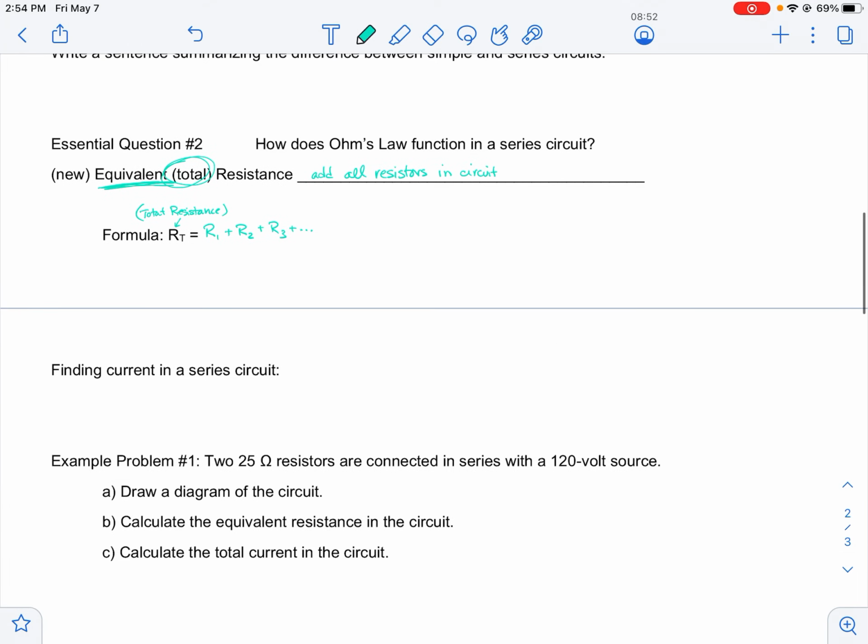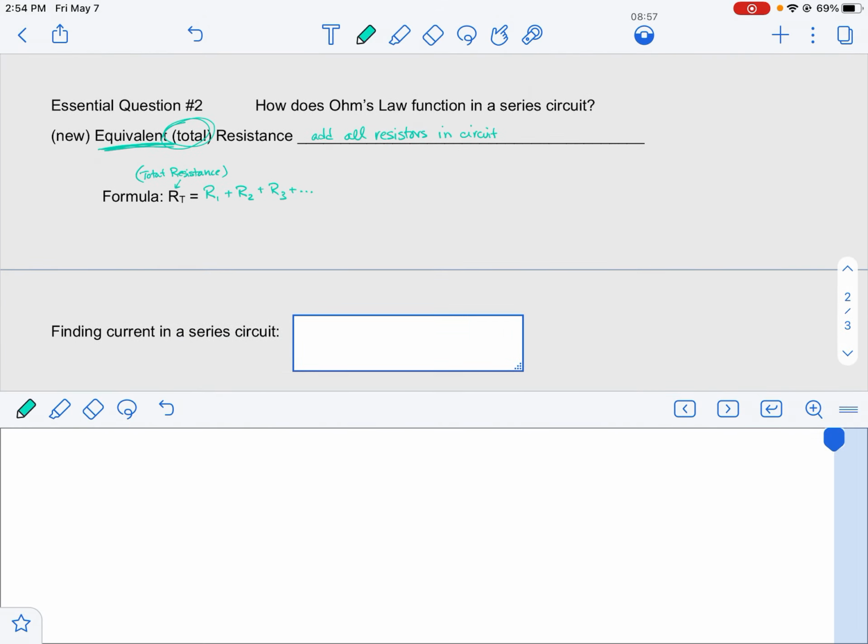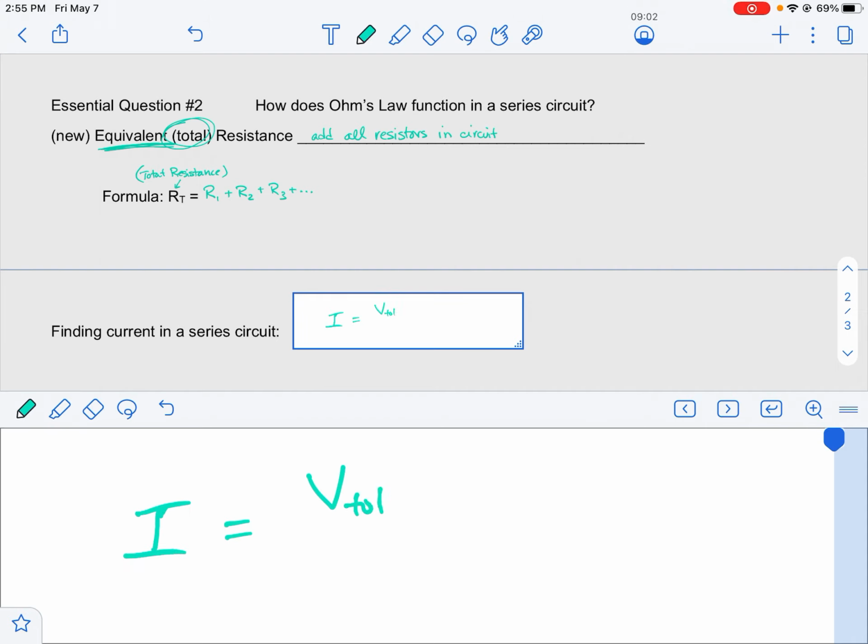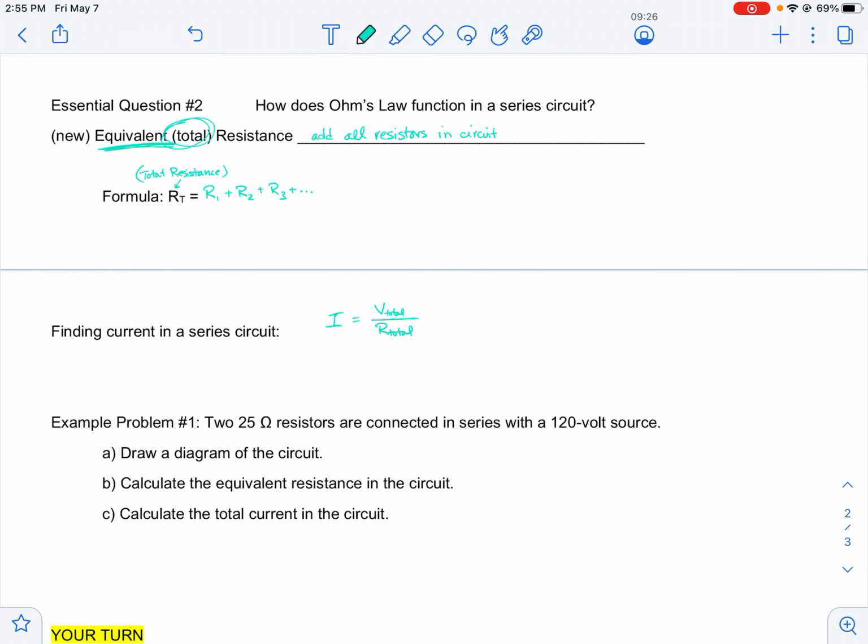Okay? So how do we then find the current in a series circuit? So we're going to go back to Ohm's law. Ohm's law is all about finding current. So current is equal to the total voltage. So if I were to have more than one battery, I would add up the voltages from those batteries, and the total resistance. Okay, so we haven't really changed the formula, I equals V over R. We have just acknowledged that there could be 2 batteries or more. There could be 2 resistors or more. All right, so let's see how this plays out.